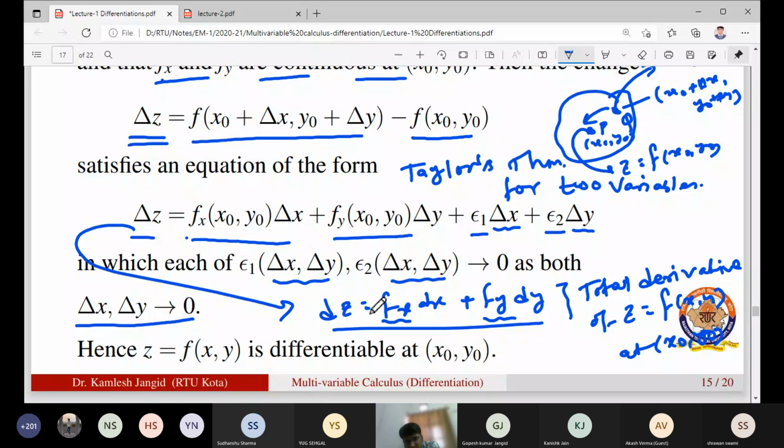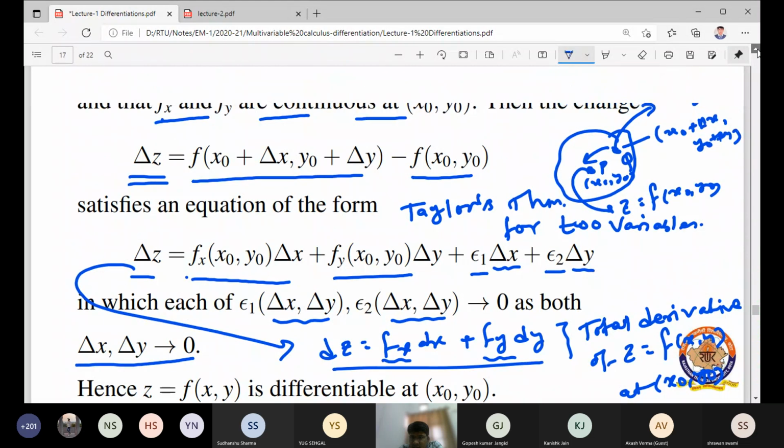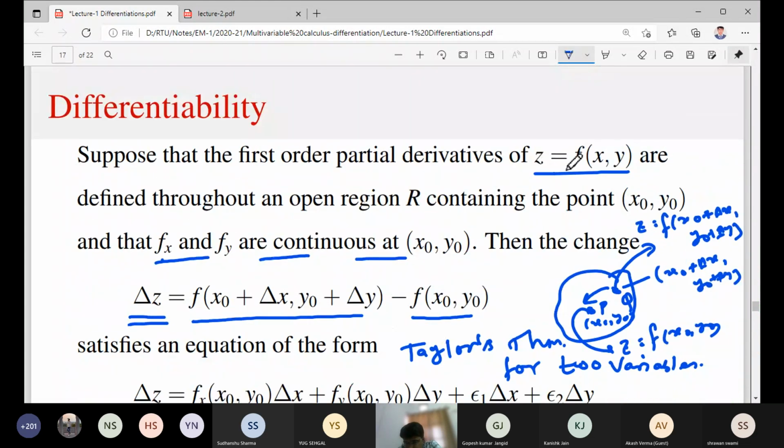So what is the definition of the differentiability of the function? It means if your function is given by z equals f(x,y), then we can say that our function is differentiable at the point (x naught, y naught) if the first order partial derivatives exist at the point (x naught, y naught) and are continuous also at that point. Then we can say that our function is differentiable at the point (x naught, y naught), right?